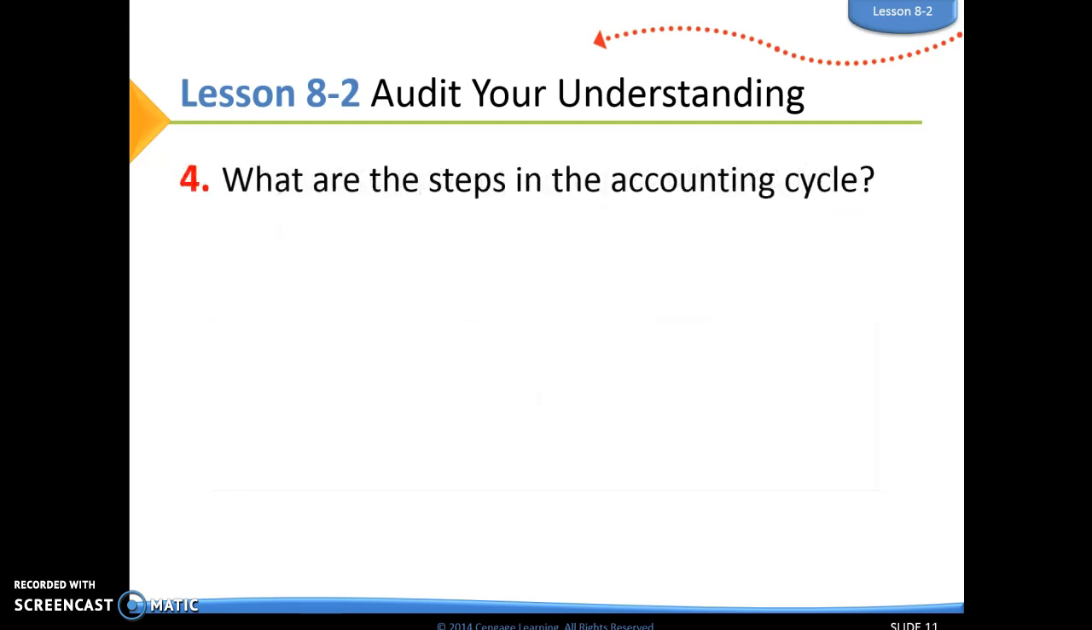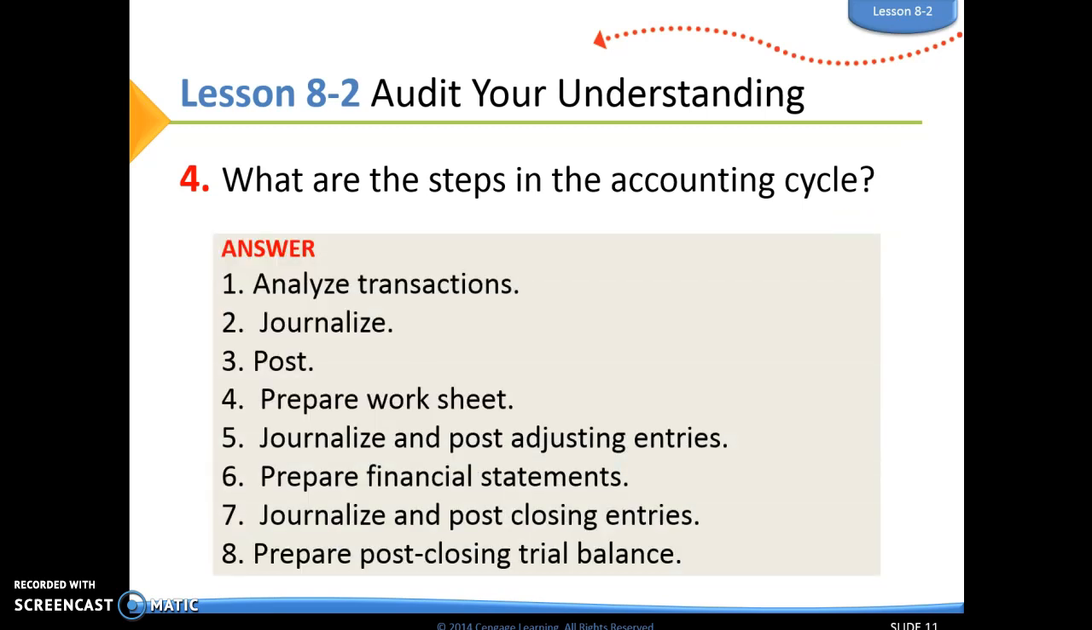Number 4, what are the steps in the accounting cycle? Remember, you will need to know this for the test as well. So those are your 8 steps. You'll need to know them in order. First, we analyze transactions. Then we journalize them. Then we post. Then we prepare a worksheet. Then we're going to journalize and post adjusting entries. Then we're going to prepare financial statements. Then we're going to journalize and post closing entries. And then our last thing is preparing a post-closing trial balance.